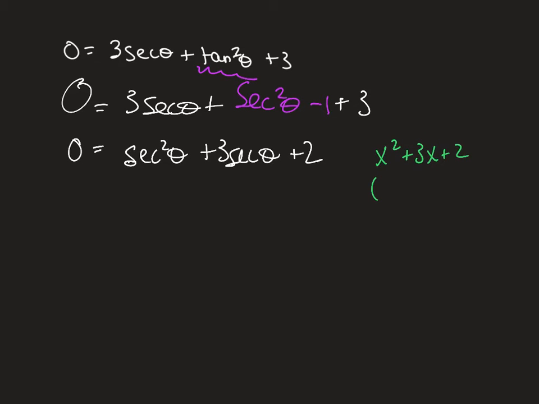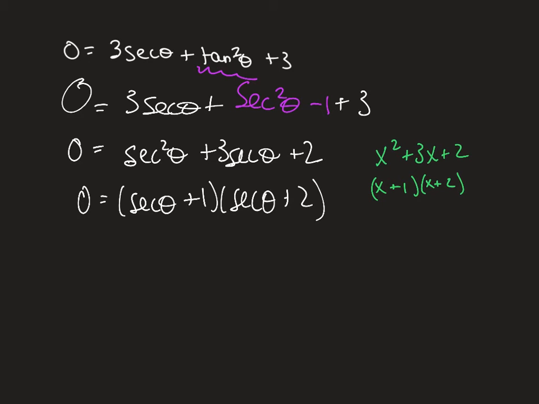And so when we factor that, it's got to be x and x. And the only way to get 2 is 1 times 2. And of course, they'll both be positive. So when we write that, it would be 0 equals secant theta plus 1, secant theta plus 2. So I need where secant of theta equals negative 1 and where secant of theta equals negative 2.